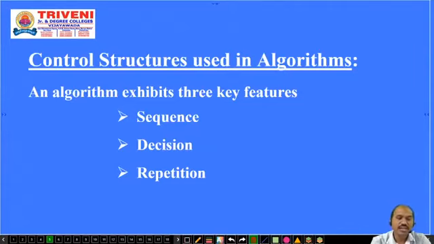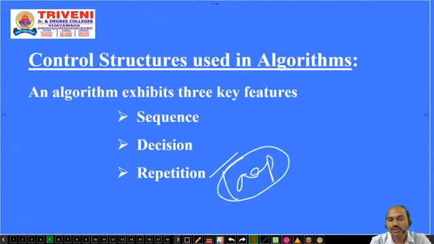The next one is repetition. What is meant by repetition? Repetition means the process stays within a loop. The instructions you give will continue within a loop statement, so the loop will be executed for the given condition.